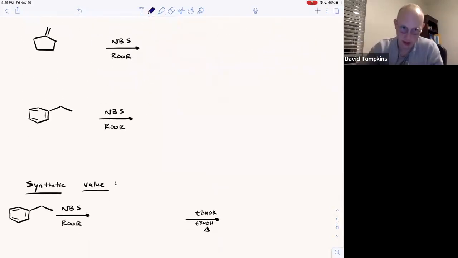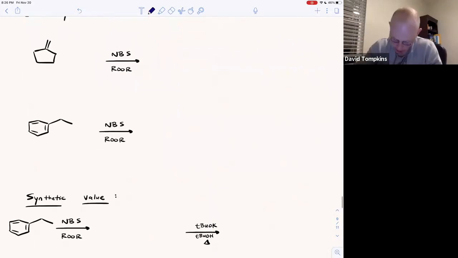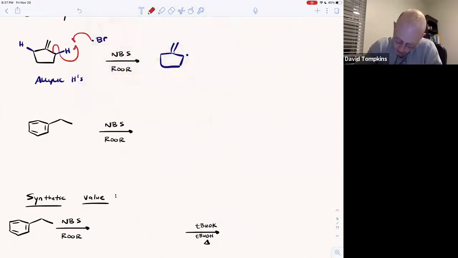So it selectively does allylic or benzylic bromination. And the allylic hydrogens here I've drawn in. One of those hydrogens can be abstracted to give a radical intermediate. So just think about that bromine in solution as abstracting this hydrogen and leaving a radical behind. And this radical is allylic, or resonance stabilized.